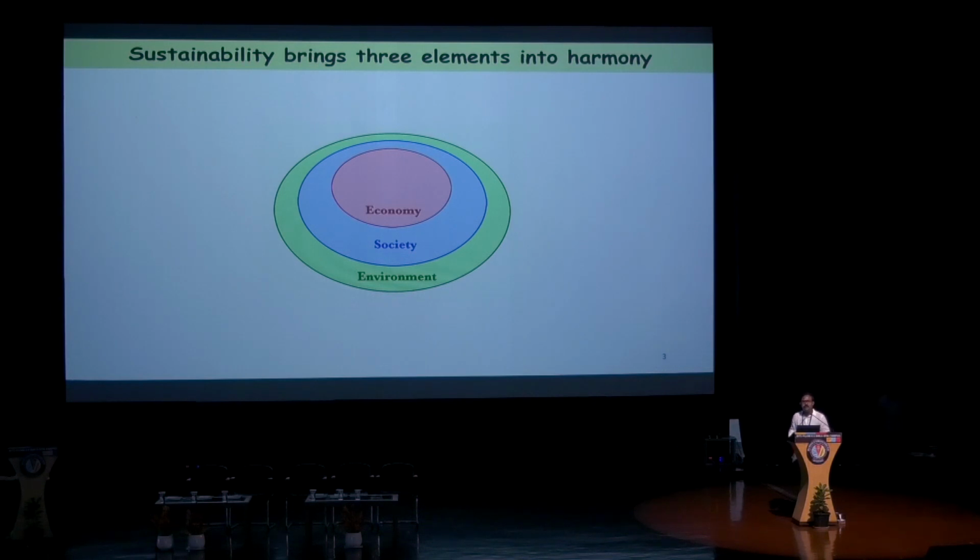Sustainability brings three elements in harmony. It starts with the environment. Of course, we cannot destroy our environment, which is connected with our society directly, and of course with the economy. So we need to make sure our processes are economically viable at the end of the day.